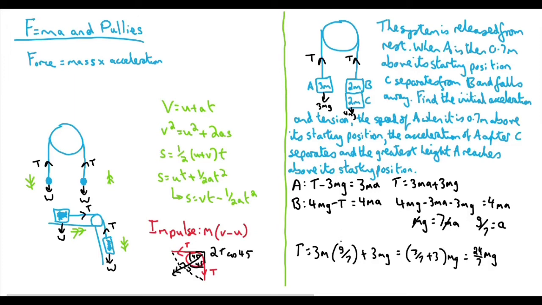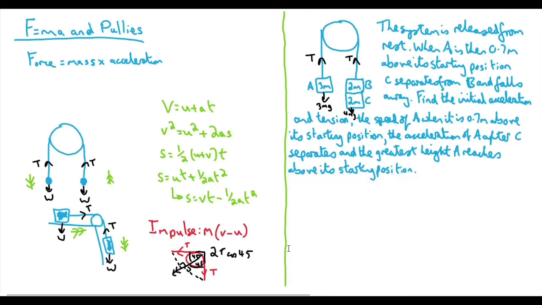Now that you have this acceleration and tension, we're now going to want the speed of A when it's 0.7 meters above its starting position. For this, we are going to need some SUVAT equations. So we'll have our S, U, V, A, T. The S is 0.7 because it has risen 0.7 meters. It's released from rest, so U is 0. V is what we're trying to find. And the acceleration we just had as g over 7. So we don't need to worry about time here.